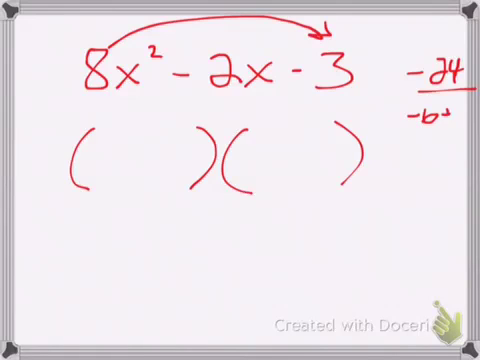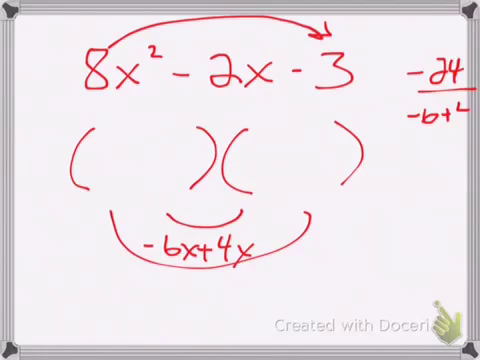Negative 6 and positive 4, right? So these two things have to be negative 6x and positive 4x. Now I have a choice to make. The difference about this one is that 8x squared is a composite number, so I can't just go with 8x and x. I've got to determine if I'm going to use 8x and x or 2x and 4x. 2x and 4x is what we want to use because I can use those two numbers to get negative 6 and positive 4.